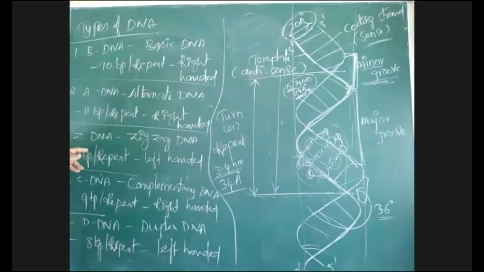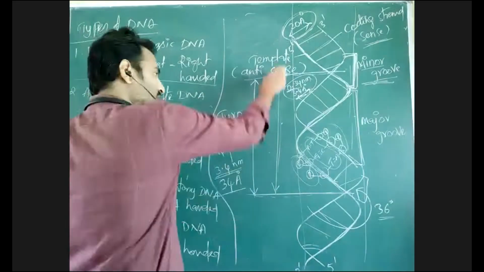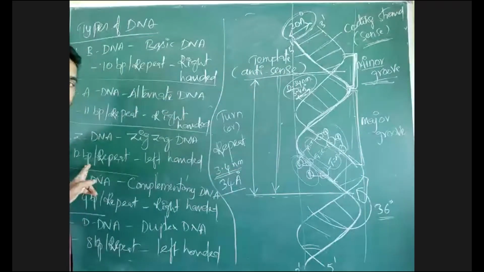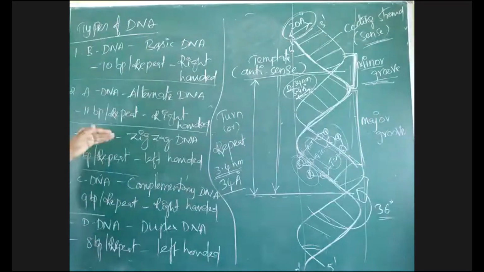Zigzag DNA has 12 base pairs, but the length of the repeat is 46 Angstroms. The repeat lengths for A, Z, C and D DNA are not needed here. Just mention this, that is enough. Then zigzag DNA has 12 base pairs.